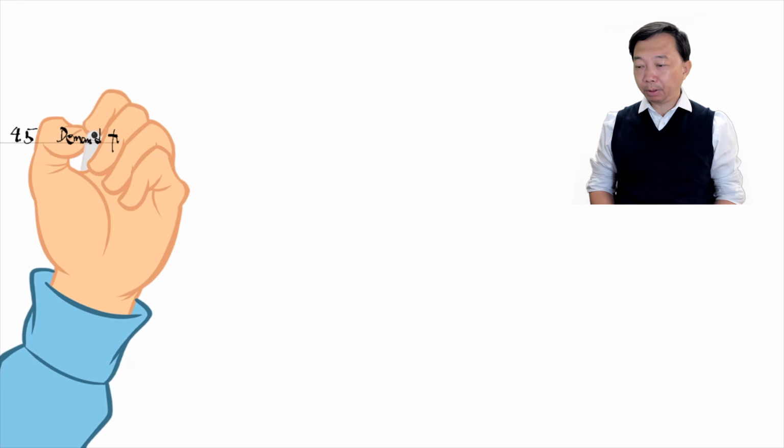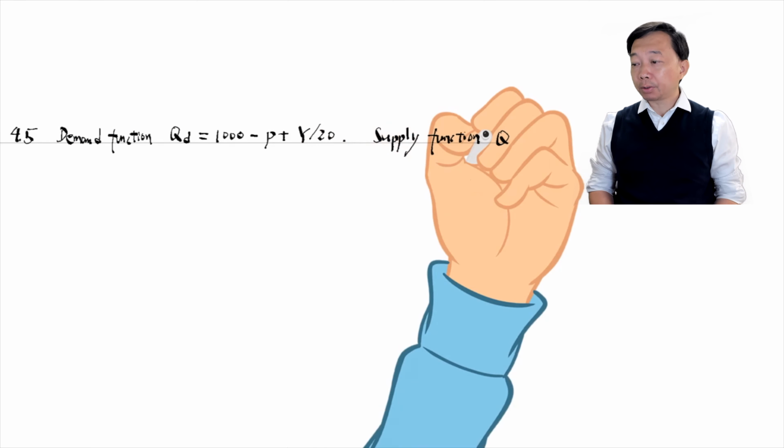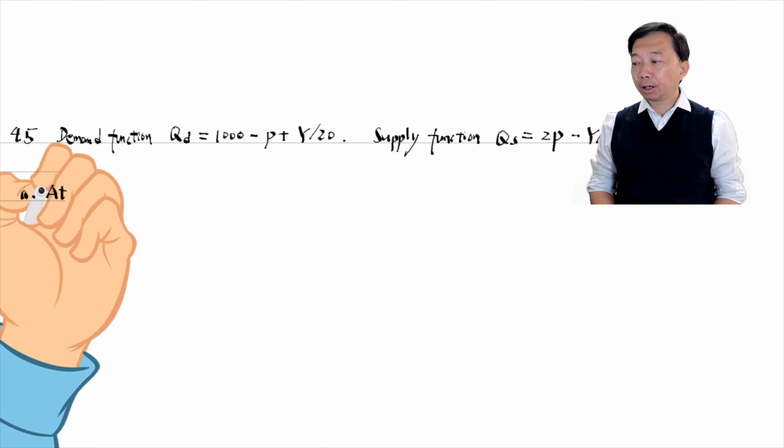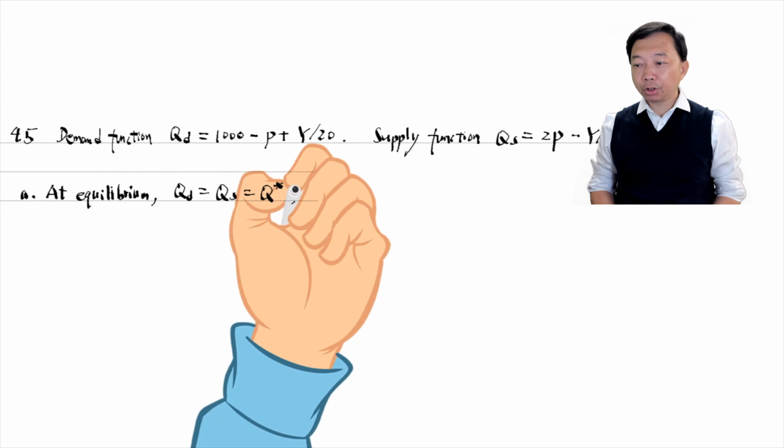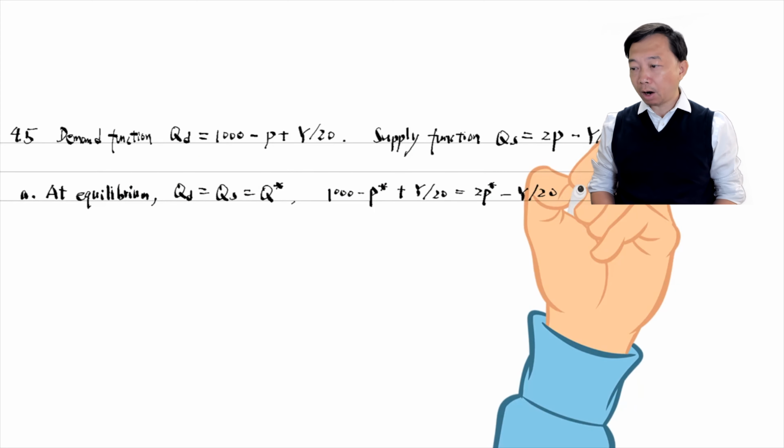At the market equilibrium, quantity demanded equals quantity supplied. We have the equilibrium price and quantity in terms of the median annual income Y.